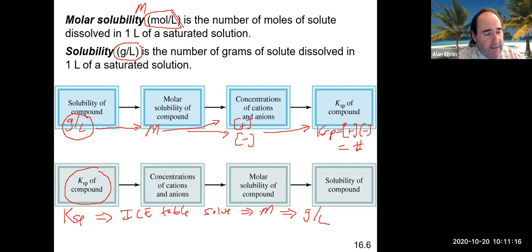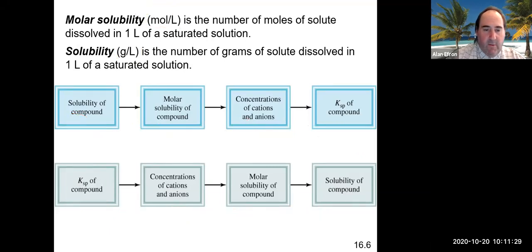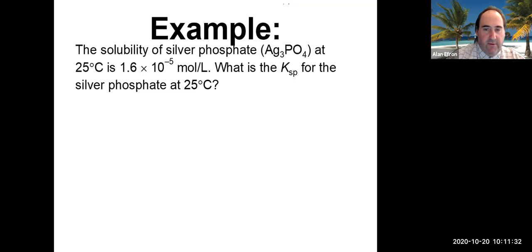So these are the two sort of common approaches here, two sort of solubility problems. A lot of times it does involve an ice table and sort of figuring out the concentrations of the ions that are present. So let's take a look at one here together just to show you a way that we can do these problems. I'm going to show you a way here, and then I'm going to explain what you don't necessarily have to do in this case, or you can do it this way. So in this case, we are given the solubility of silver phosphate, and it is 1.6 times 10 to the minus 5 molar. What is the KSP for silver phosphate?